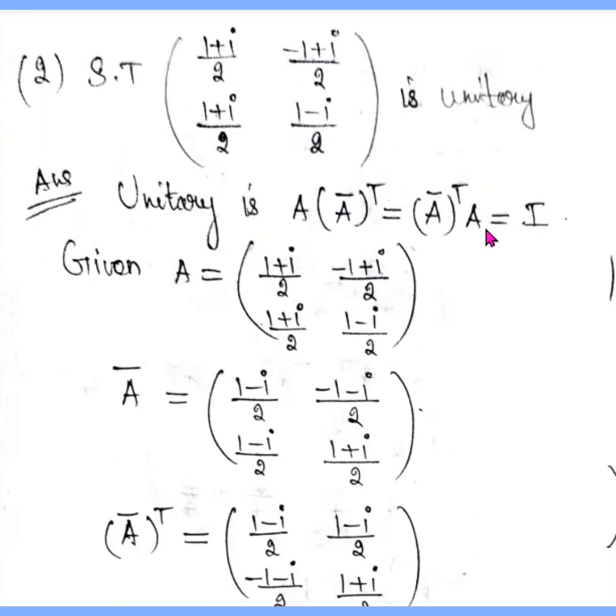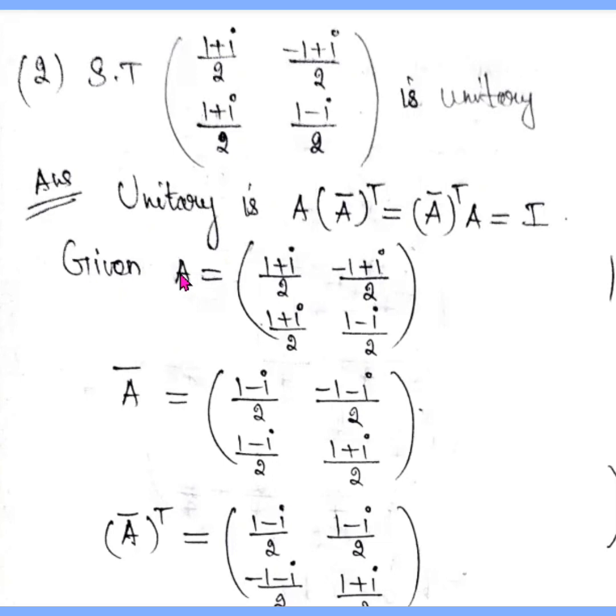In this session, I am going to explain the unitary matrix, an example of a unitary matrix. Show that the 2 by 2 matrix given by first row (1 plus i)/2, minus (1 plus i)/2, second row (1 plus i)/2, (1 minus i)/2 is unitary.